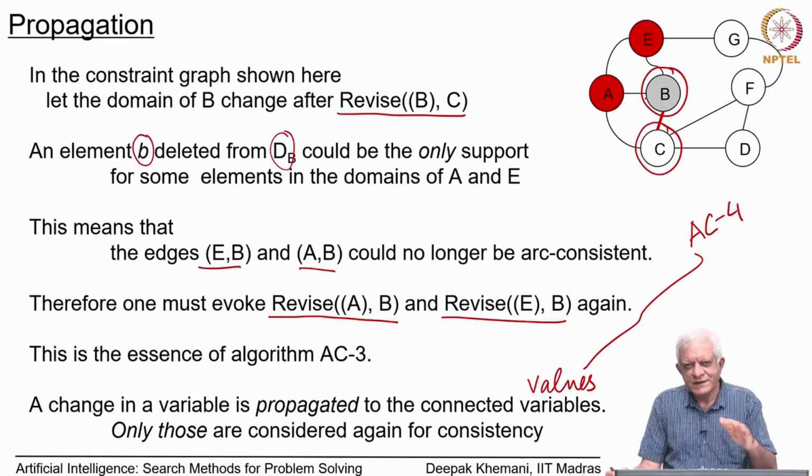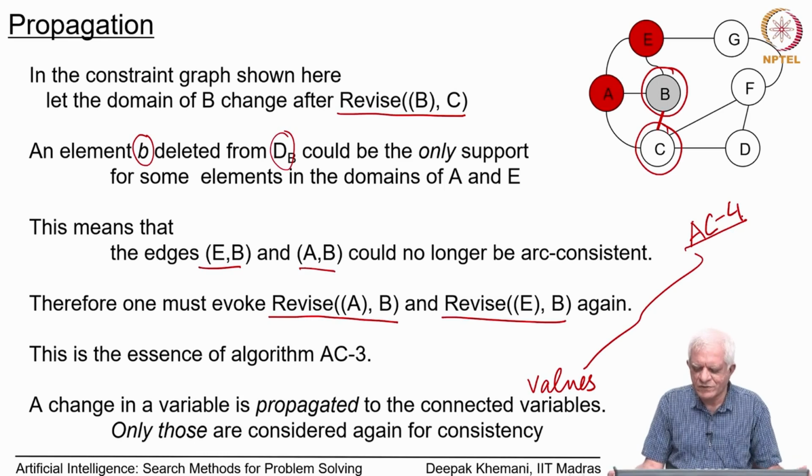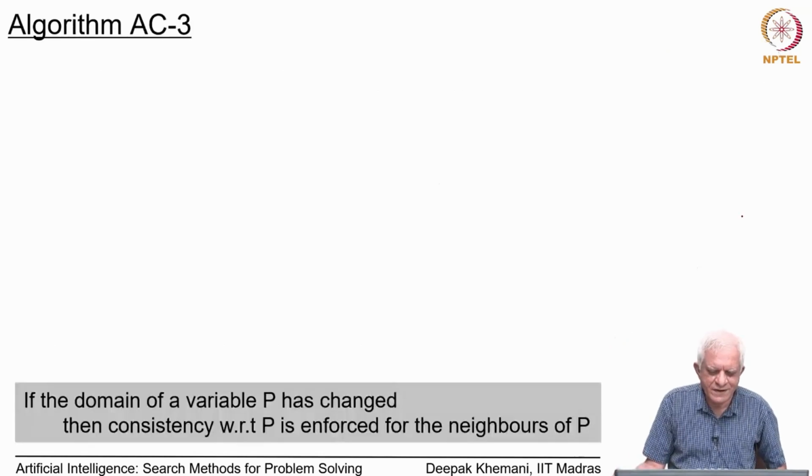So, that is an even more fine grained level of looking at the problem, and that is called the algorithm AC4, which we will not go into, because it requires a bit of an initial setup that we do not have time to look at. So, we will be satisfied with AC3. So, that is the algorithm that we have.